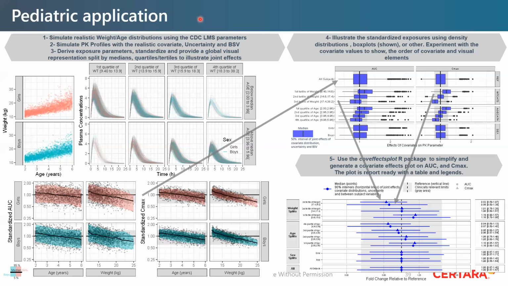Also, I have a pediatric application. The only difference is that I show you how you can simulate correlated weight and age using CDC LMS values. And I also illustrate that maybe you don't want a forest plot; you want to illustrate AUC versus age and weight. So I try to show you as many examples as I can, so you see whatever is best for your particular application. So that's also another case of correlated covariates, multivariate.